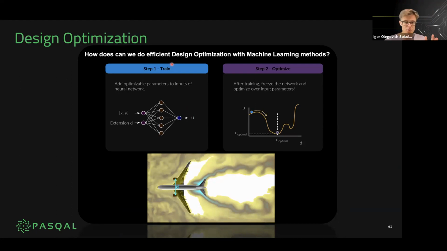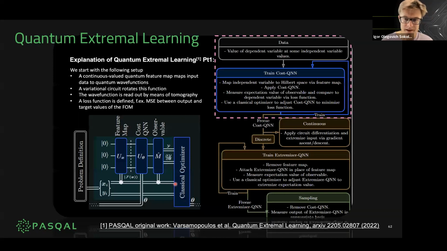If you have your inputs, you have extension D, this extension of a plane, for one single parameter you can tune, you could train this model. And then you would at the end freeze the trained network, and you just would optimize the D parameter. So basically optimizing the feature map parameter to find the minimum, so the optimal width of this plane. And so we did something in that area.